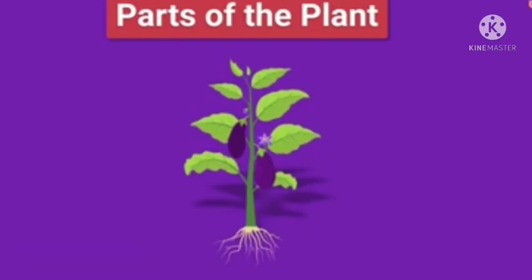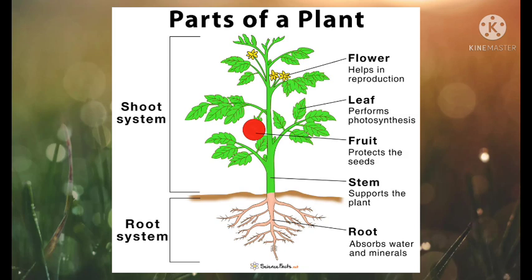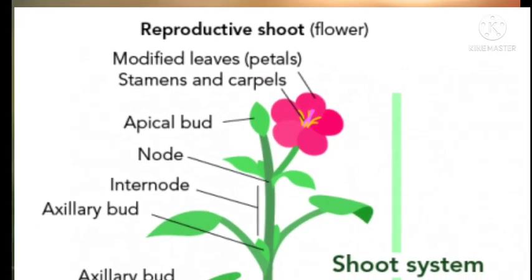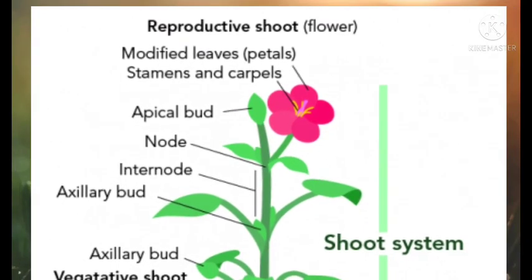Children, in your previous class, you already learnt about the plant, isn't it? Yes, and you also observed different parts of a plant. Then name the parts of a plant which you can see. Yes, root, stem, leaves, flowers, buds, fruit and branches. These are the different parts of the plant which you can see on the plant.